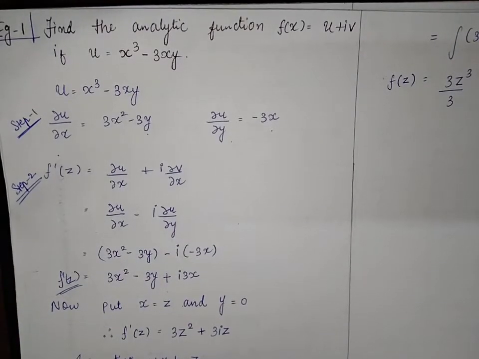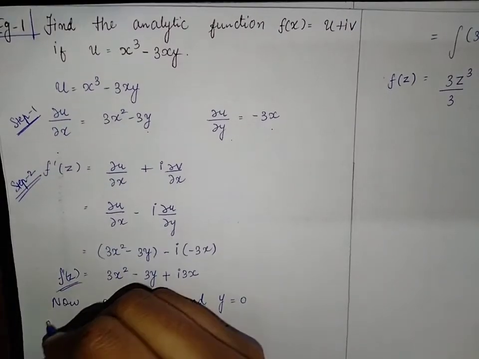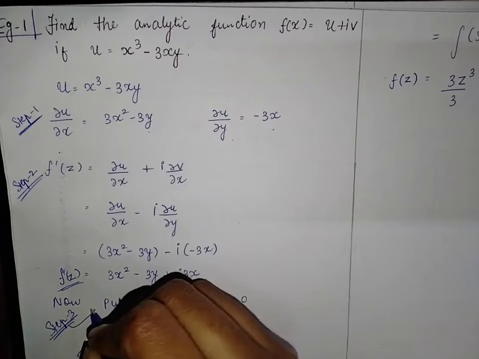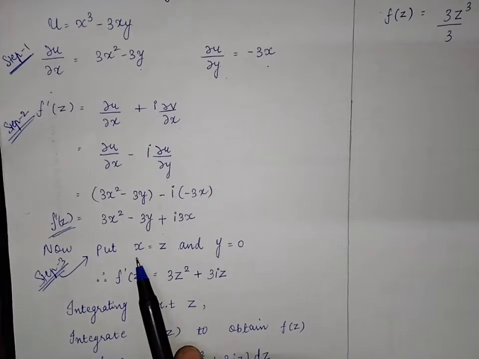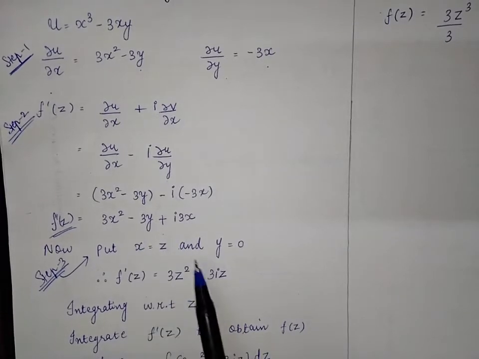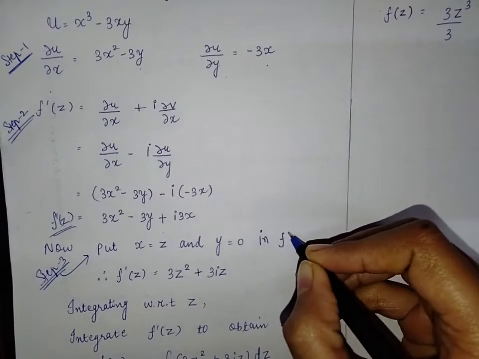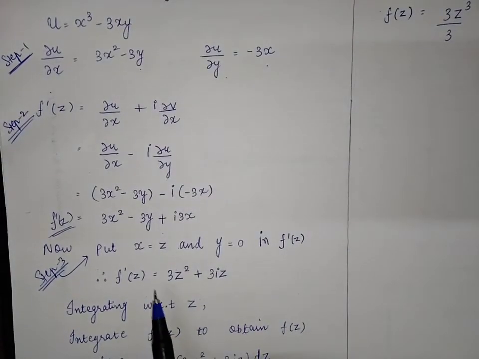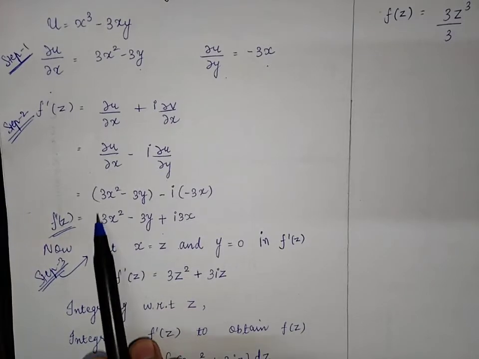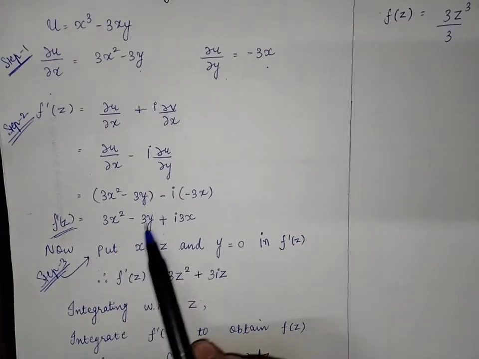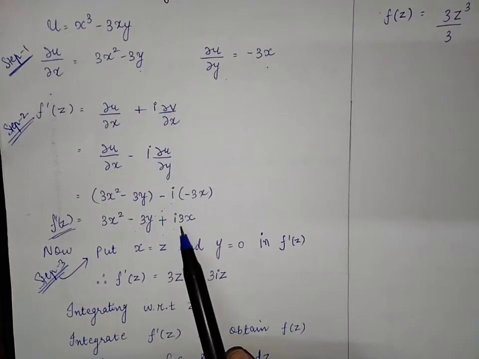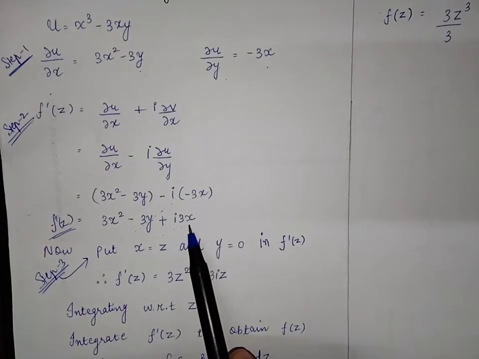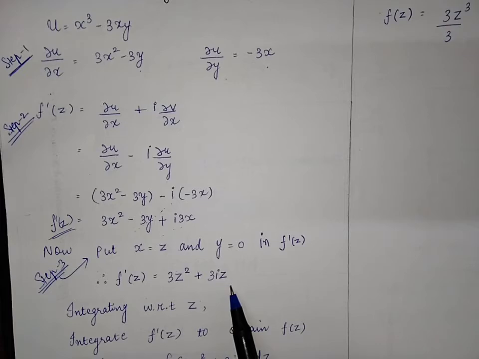Okay, now what was your third step? Step 3 is you have to put x equal to z and y equal to 0. You have to put x equal to z and y equal to 0 in f dash of z. So if we put z in place of x in f dash of z, what will it become? 3z square. And if we put y equal to 0 here, this term will be 0. And here we will get i times 3, and here in place of x we will put z. So we will get 3z square plus 3iz. So we got f dash of z.